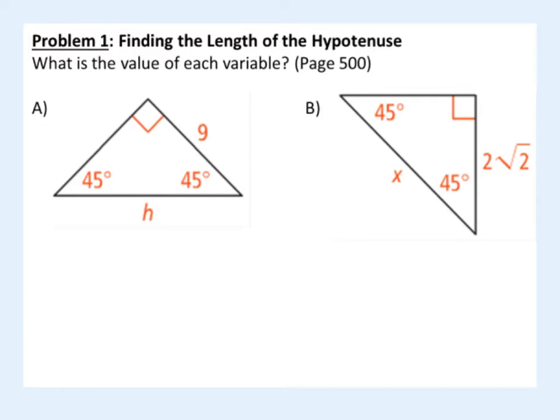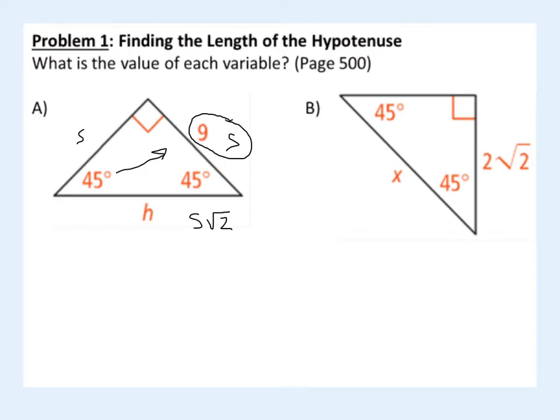So two different problems here. Now, you can set this up however it works for you. What I typically do for 45, 45, 90 is I write in, okay, here's across from 45. I know that's going to be S, S, and it's always going to be my hypotenuse is equal to S square root 2. So in this case, I know S is equal to 9.